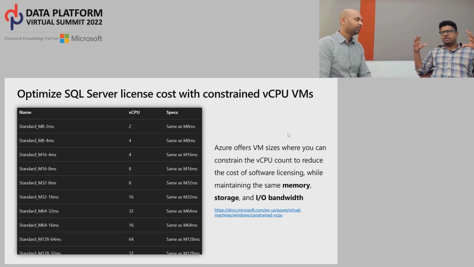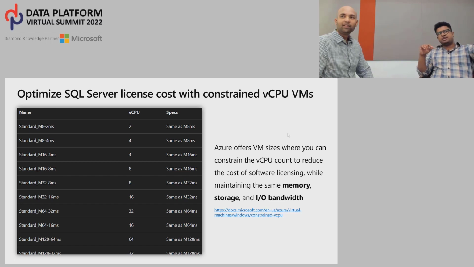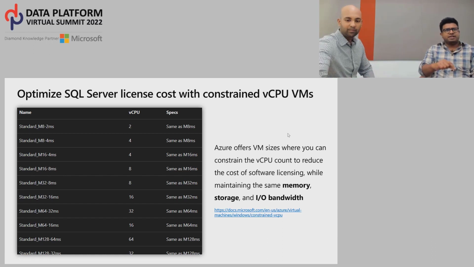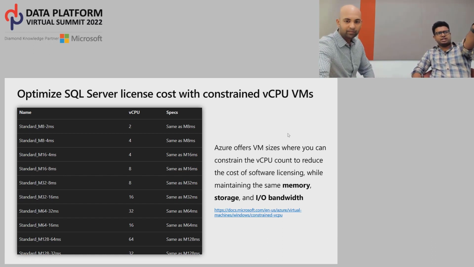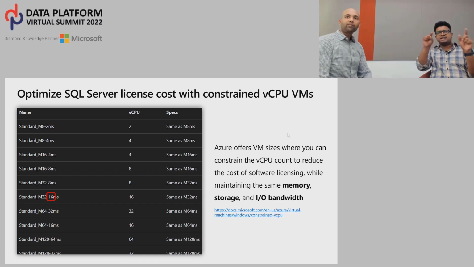So to really help customers pay an optimized license cost, we also have a version called constrained core CPU VMs. If you go to the link in the docs, you will see this page where we have constrained core CPUs. The technique here is, if you take that M32-16ms and click on it, there is that 16. If you see 32-16, that means it's a constrained core VM.